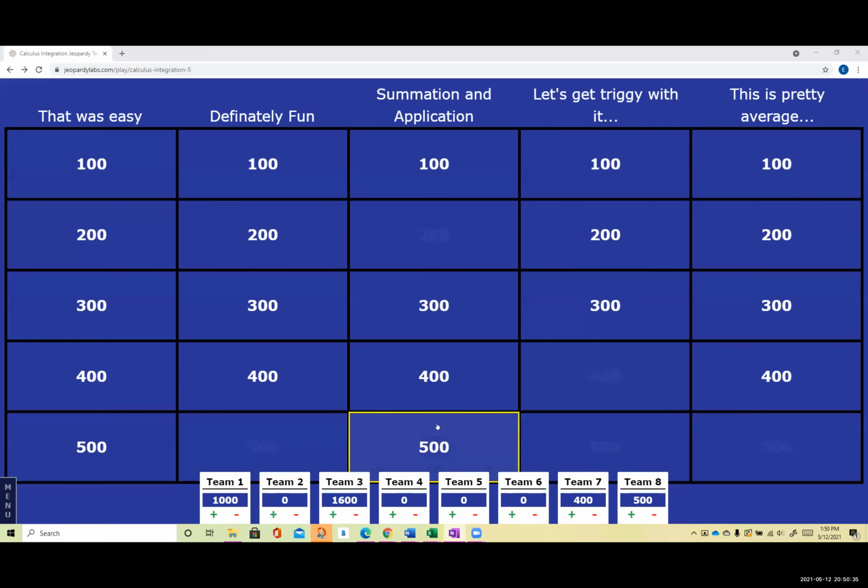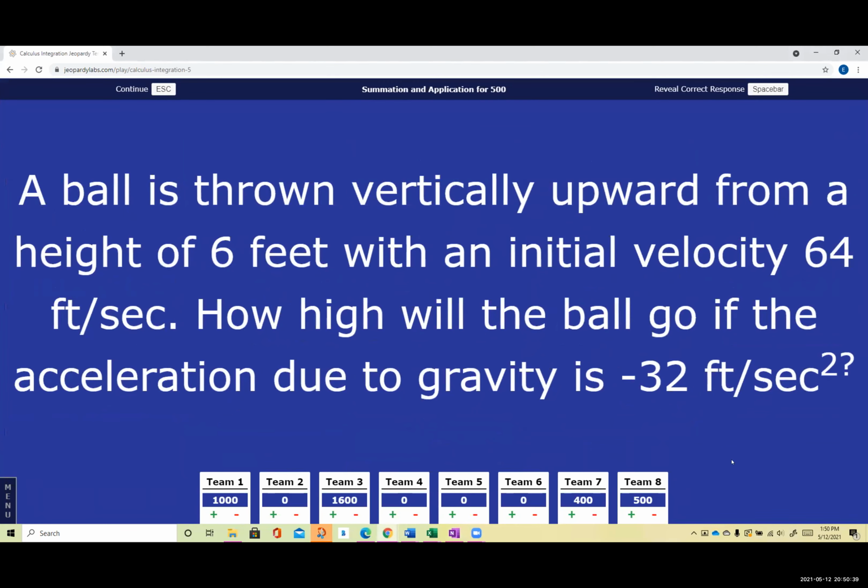So we're going to try summations and applications for 500 points. A ball is thrown vertically upward from a height of 6 feet with an initial velocity of 64 feet per second. How high will the ball go if the acceleration due to gravity is negative 32 feet per second squared?